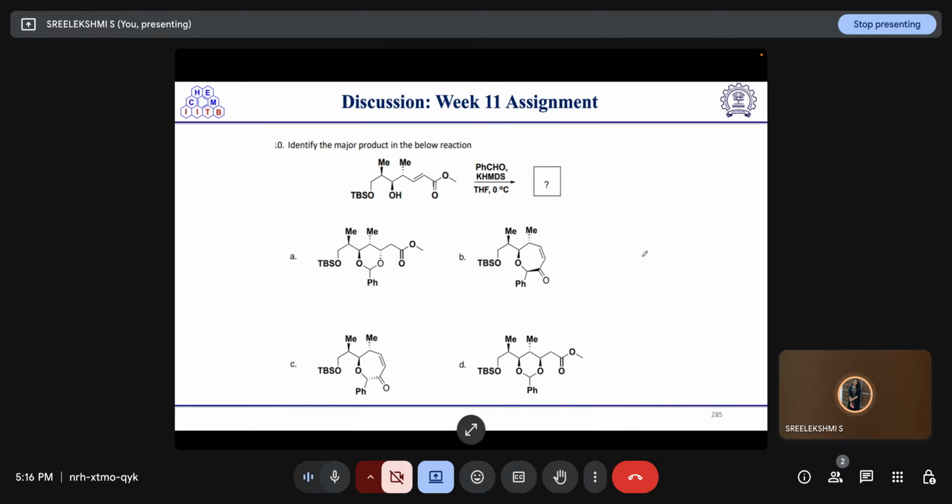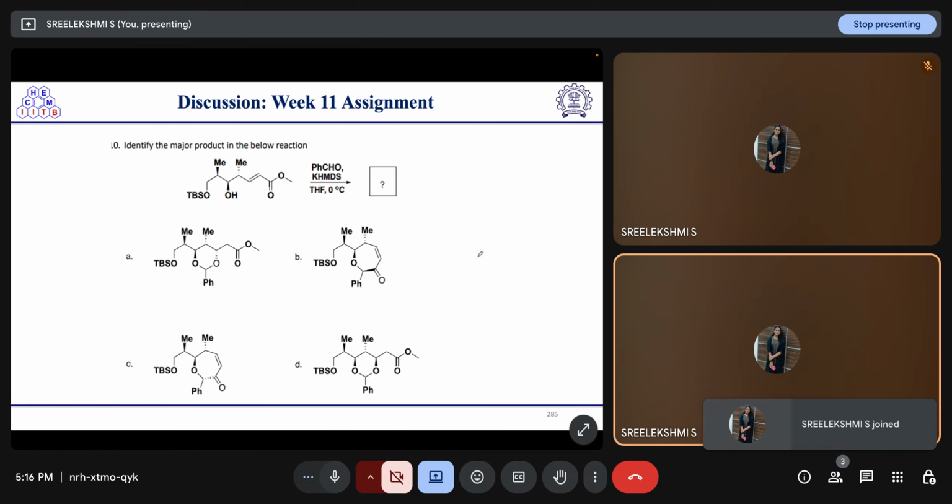So moving to the last question of the week 11 assignment: identify the major product in the below reaction. This particular compound upon treatment with benzaldehyde and KHMDS using THF solvent at 0 degrees Celsius, which will be the major product here? Four options are given, so which can form in this reaction?